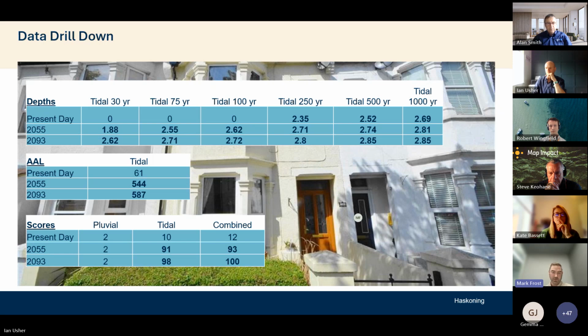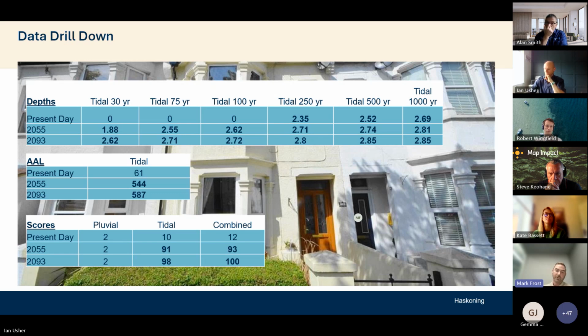The top chart shows we record the depth of flooding, for present day and future years. Then that depth is converted to an average annual loss score. Then that's converted into a risk rating score out of 100. So then there's a consistent measurement, 0 to 100 risk rating scoring.